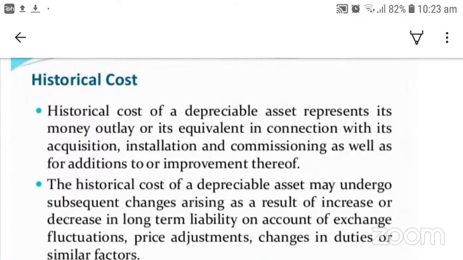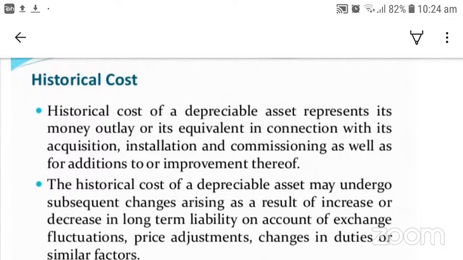The historical cost of a depreciable asset may undergo subsequent changes arising as a result of increase or decrease in the long-term liability on account of exchange fluctuations, price adjustments, changes in duties or similar factors.